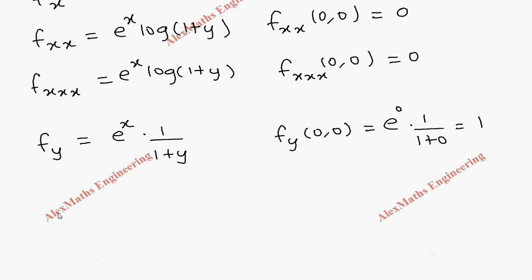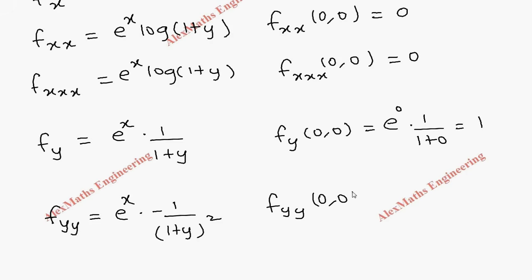Then let's find fyy. So here we have to write the constant e power x as it is. Then this is of the form 1 by x, so the derivative is minus 1 by x square. So minus 1 by 1 plus y whole square. Now fyy of 0 comma 0. Anyway, e power 0 is 1, and when I put 0 here, the denominator is also 1. And totally there is a minus sign, so minus 1.